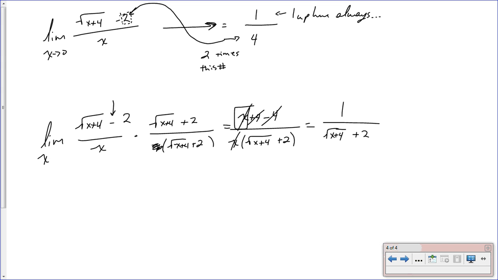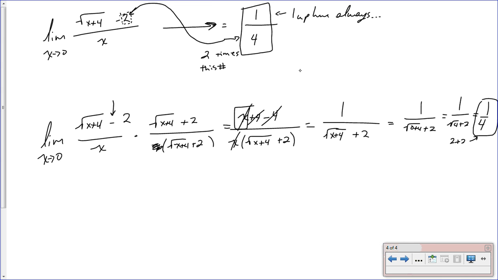Remember, this is the limit as x approaches 0. So plug in the 0, and you get 1 over the square root of 0 plus 4 plus 2, which equals 1 over the square root of 4 plus 2, which equals 1/4, because this comes down to 2 plus 2, which is 4. So here's the answer we got the long way. Here's the answer we got the short way. Do they equal? Yes, they do.